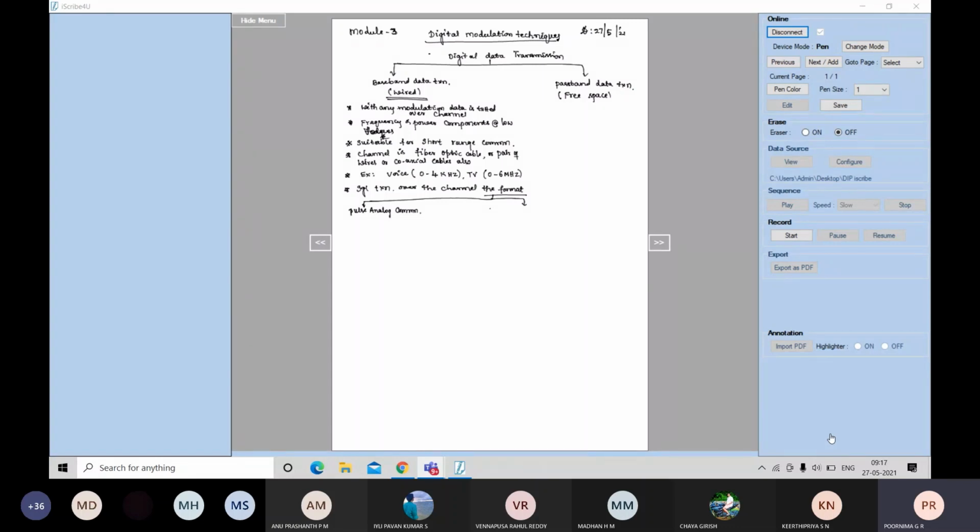Pulse analog communication and pulse digital communication. So these are the two different techniques you can make use. Okay, what are these pulse analog communication techniques?